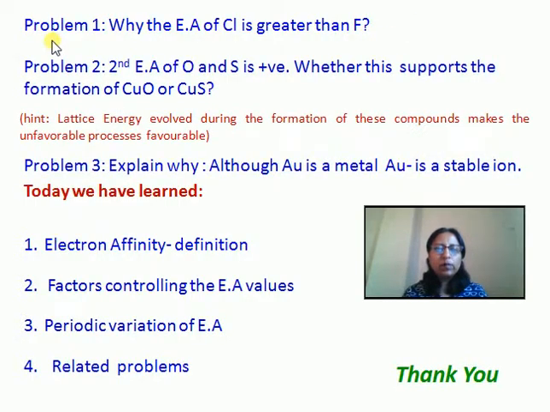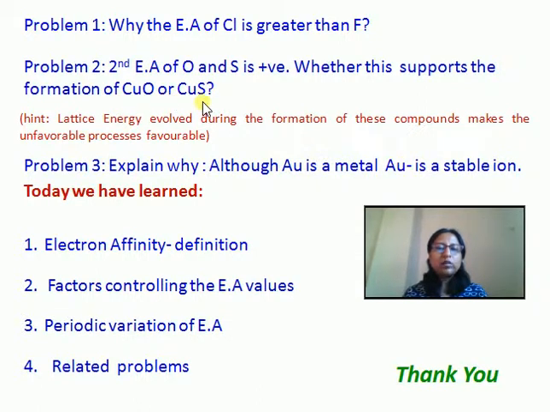So here are some problems. Like why the electron affinity of chlorine is greater than fluorine, that I have already discussed with you. Then problem 2: the second electron affinity of oxygen and sulfur is positive; does this support the formation of CuO or CuS? So you see here in CuO and CuS, oxygen is O2 minus and sulfur is S2 minus. So this is basically an unfavorable process, because I have already told you, once we incorporate one electron and a negative ion is already formed, it will be difficult to incorporate another electron to form the dinegative ion.